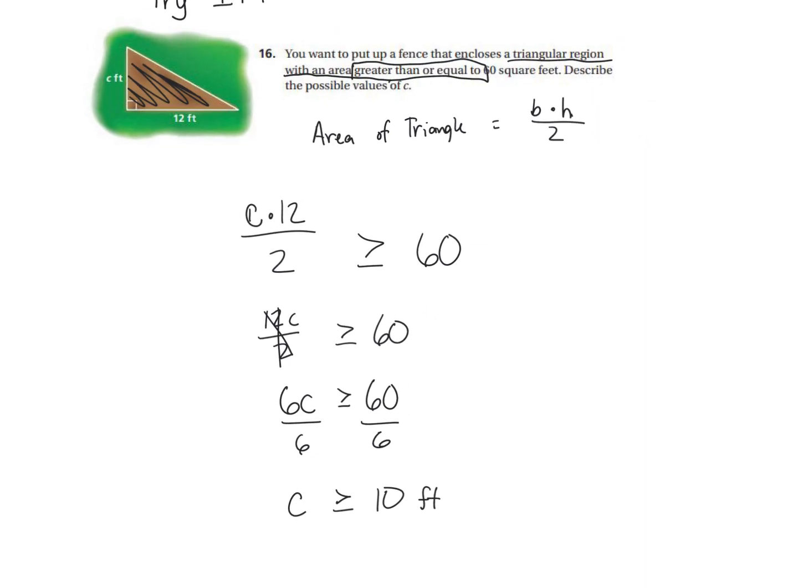Because of that, right, I can graph it on a number line here. As long as my base of my triangle is greater than 10, I know that my area of this brown patch is more than 60 square feet.